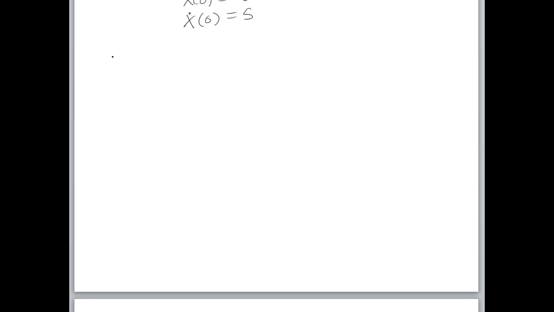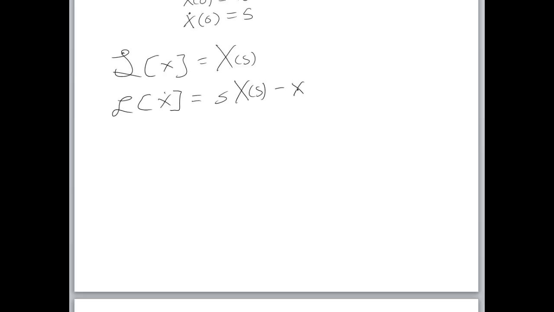So let's start with x. The Laplace transform of x is x of s. So we're converting from the time domain to the s domain. The Laplace transform of the x dot term, so that's the first derivative of x with respect to time, is s x of s minus the initial position, x at time 0. And the Laplace transform of the second derivative of x with respect to time, or you can think about that as the acceleration, is s squared x of s minus s times the initial position minus x dot of 0.